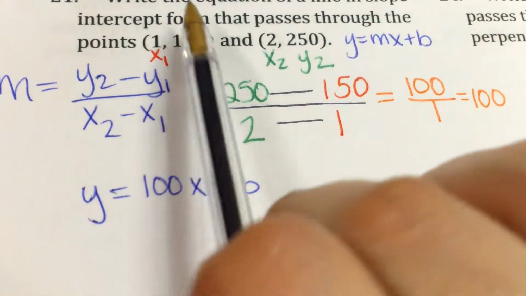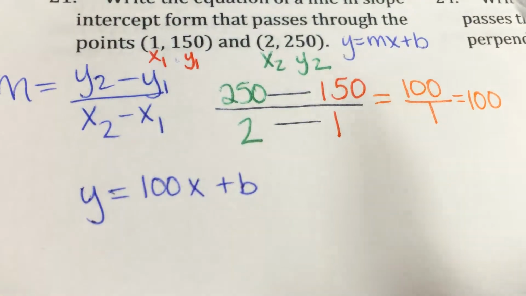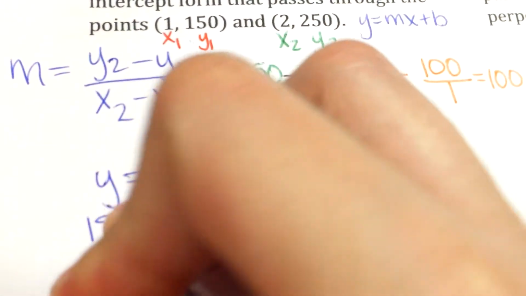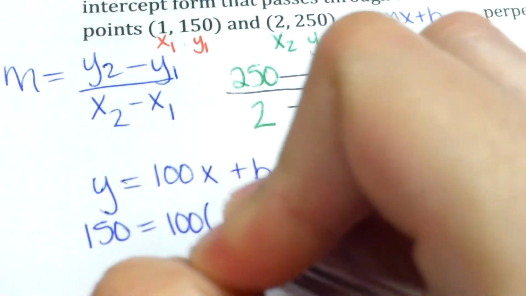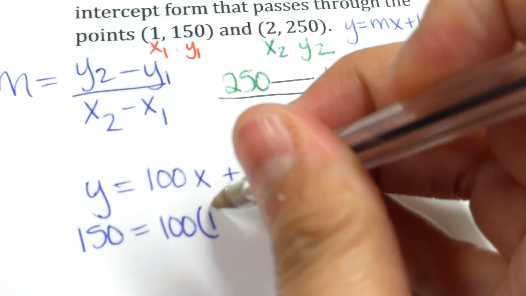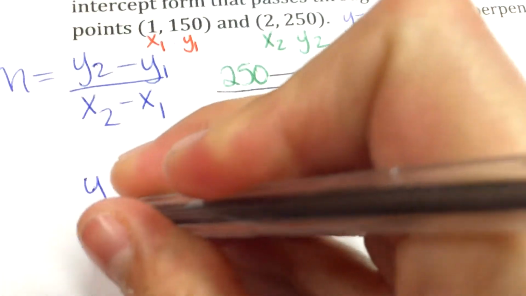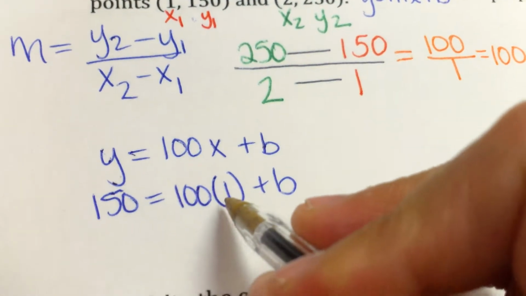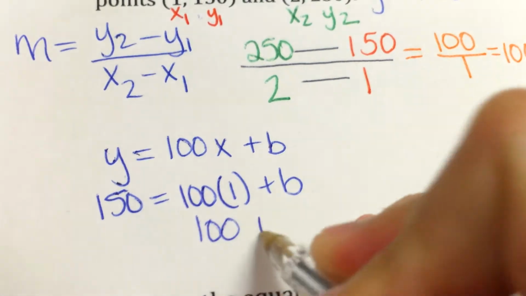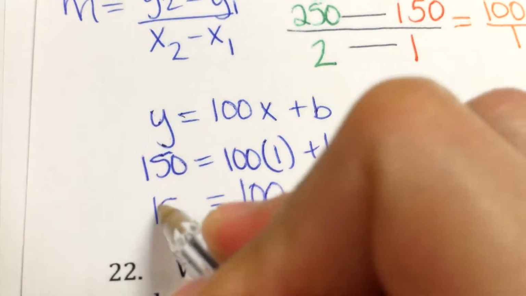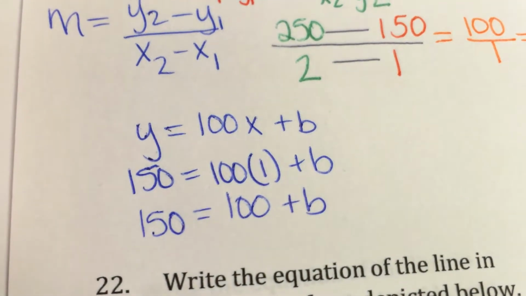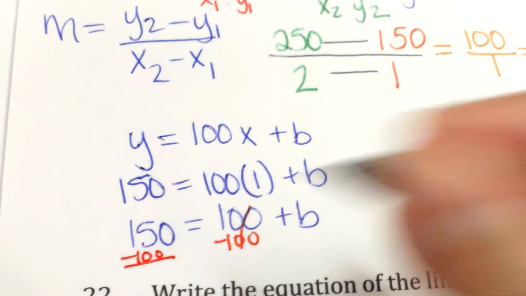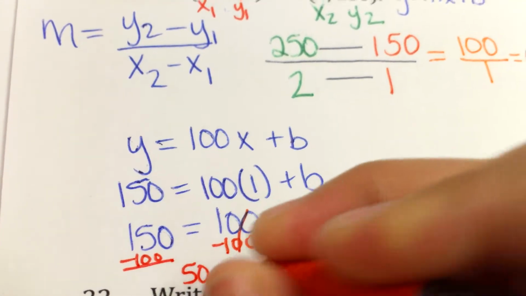We choose any point that we want to substitute, and I'm going to go ahead and choose (1, 150), and we're going to plug it in here. So my y is 150, and my x is 1. So I substituted x and y, and then I go ahead and do this. 100 times 1 is 100, and we solve for b. So we want b by itself. So I'm going to subtract 100 from both sides because I'm solving for b. And I'm left with 50 equals b.